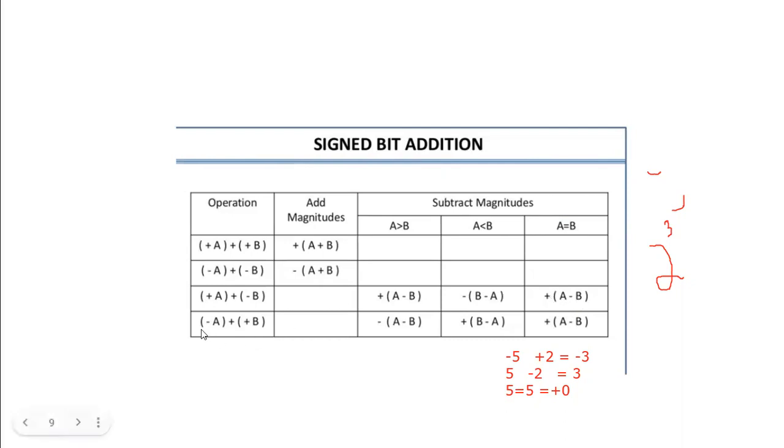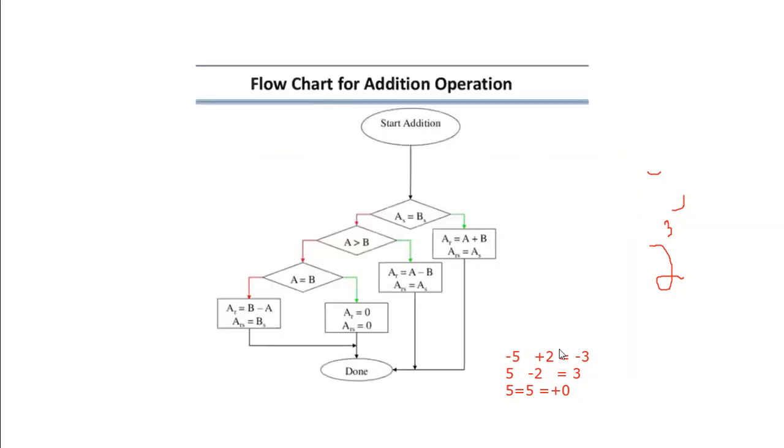Now let us take another combination, minus A and plus B. Here A plus minus B, here minus A and plus B. In which case, again here also, you find A minus B and replace it with the sign of minus. Same way here also, replace it with plus. And then here, since A minus B is equal, make it a positive plus.